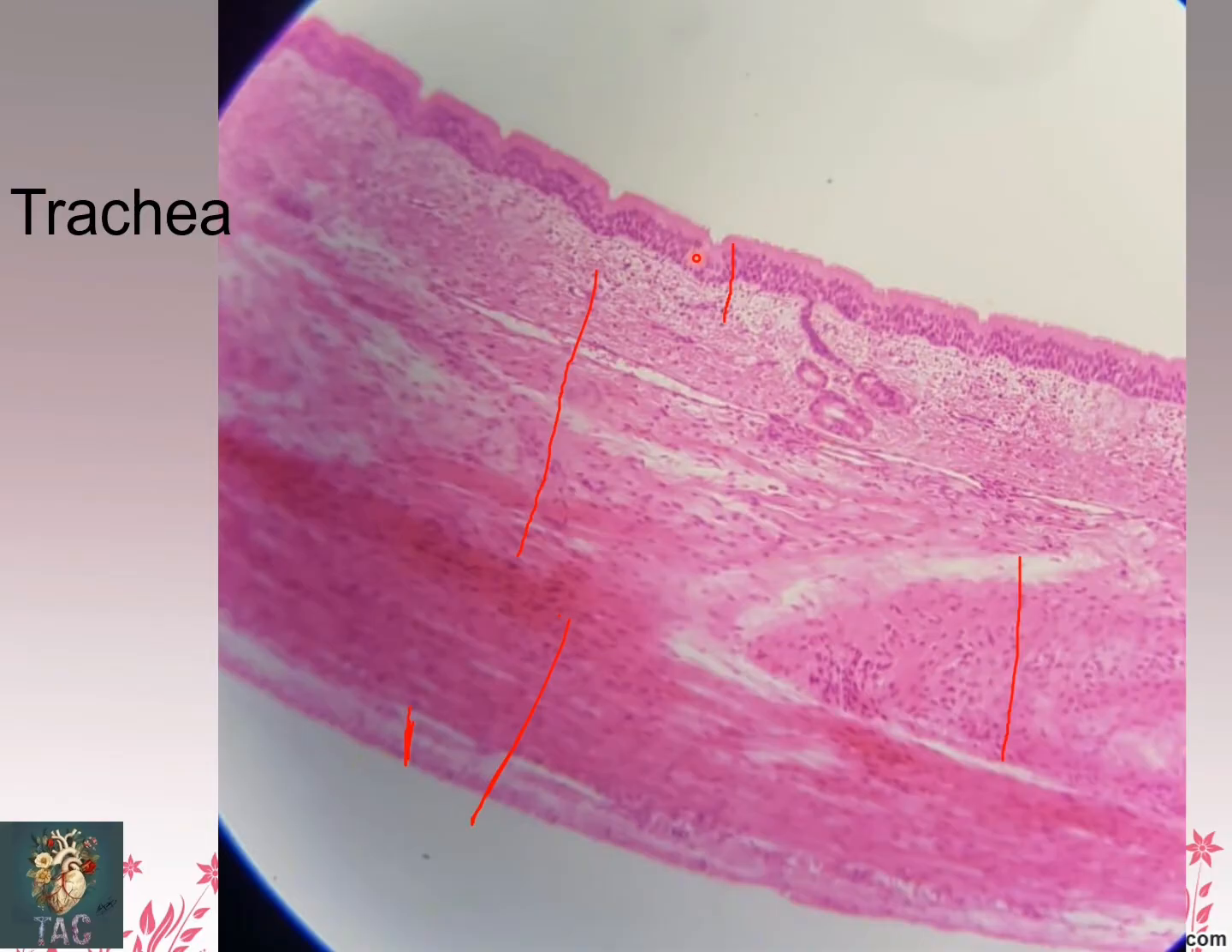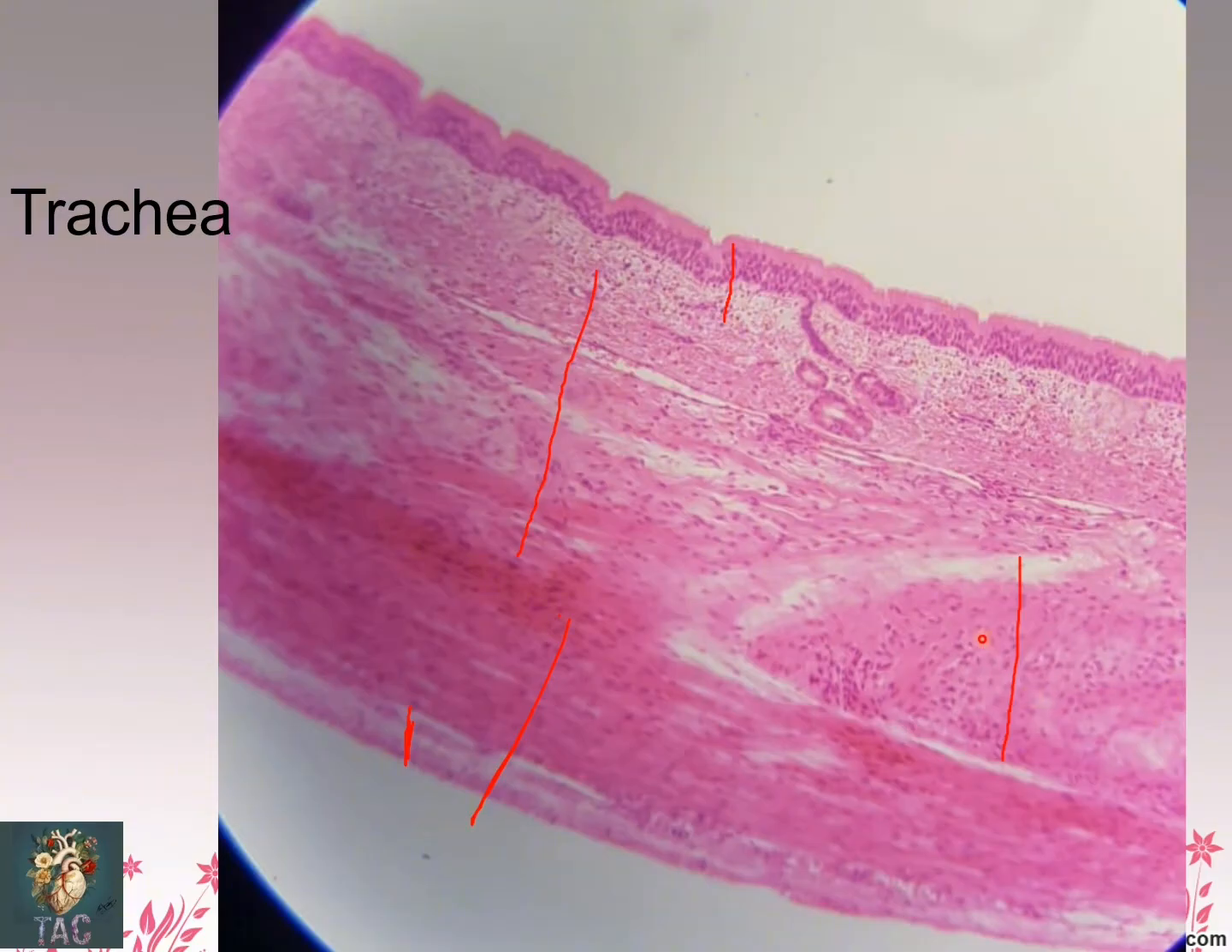This mucosa consists of the pseudostratified columnar ciliated epithelium, and just beneath the epithelium you can see loose connective tissue of the lamina propria. Then this is the submucosa, which is moderately dense irregular connective tissue containing glands, and this is the duct of the gland, and these are the mucous glands, sometimes having the serous demilune.